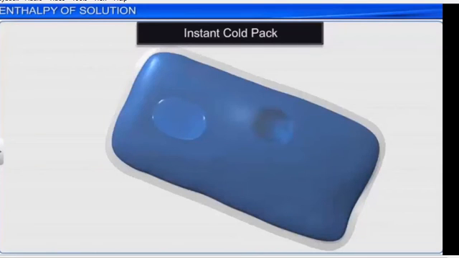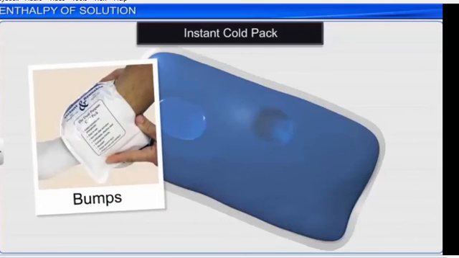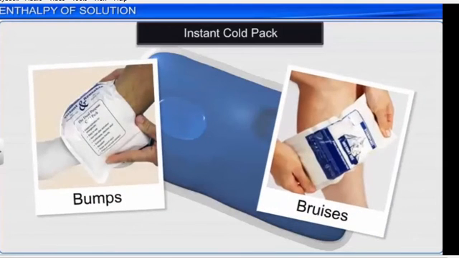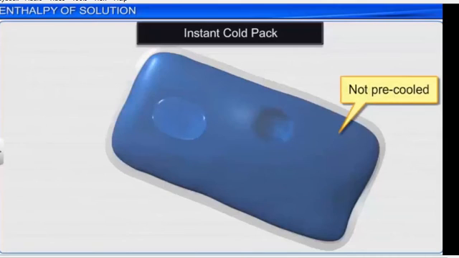Before we begin, let's look at this cold pack. Instant cold packs are often used by athletes for treating bumps and bruises. We know that a cold pack is not pre-cooled.